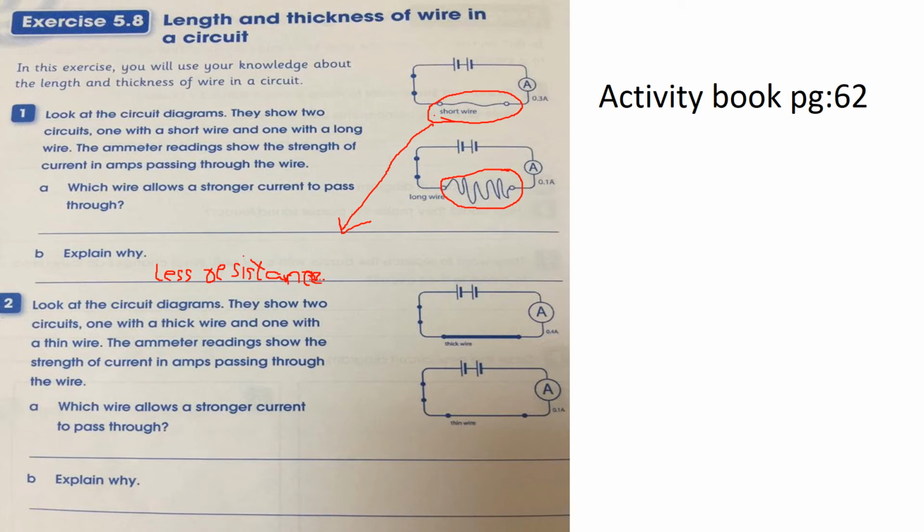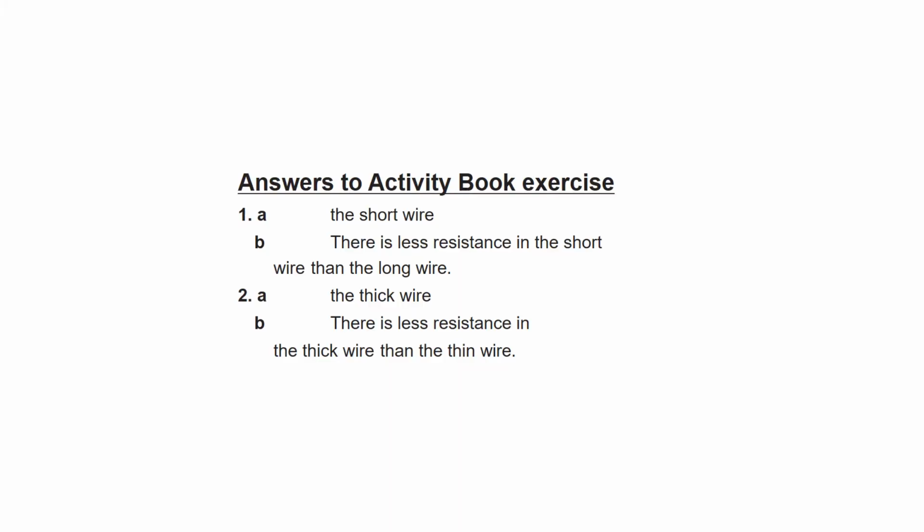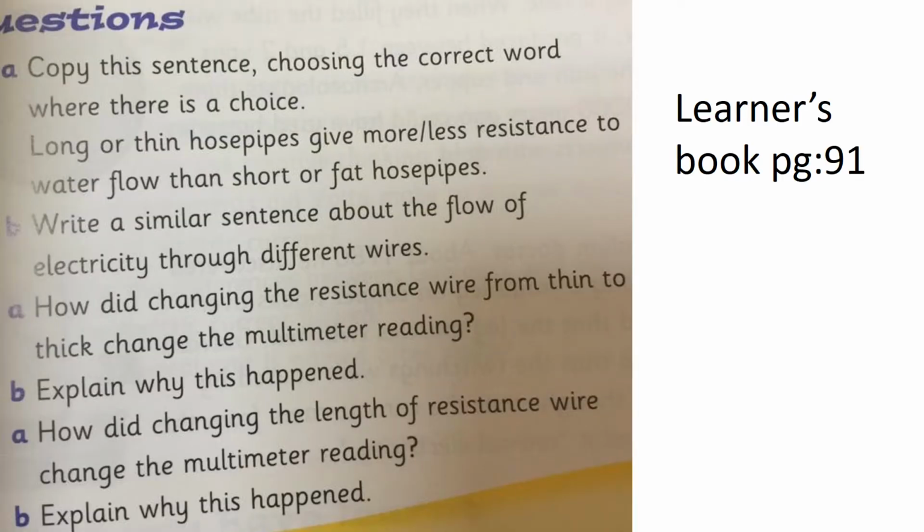Now, the second is in which they use a thick wire and a thin wire. So what do you think? Yes, the thick wire allows more current, or stronger current, to pass through. Why? The same answer, it shows less resistance. Right? Now, the same thing: number 1 is shorter in length, number 2 is thicker in shape. Here is the answer. You can check your answer and send it to me in Class Jojo.